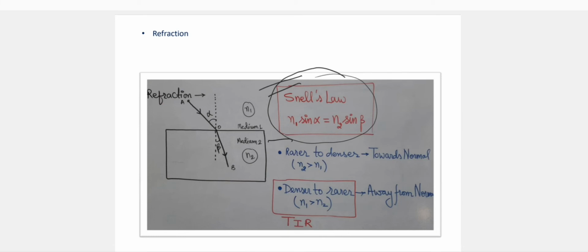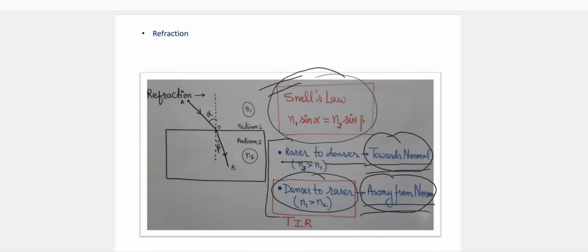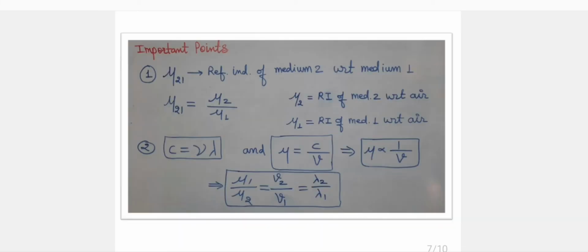These two points you should keep in mind: whenever a ray travels from a rarer medium to a denser medium, it always moves towards the normal. And when the direction of movement is from denser to rarer medium, the light ray bends away from the normal. You must remember these two points while understanding the ray diagram of any particular incident ray. One more thing: this is the condition for total internal reflection. Whenever light travels from denser to rarer medium, total internal reflection is observed. Important points which I want to discuss: the first one is the notation of refractive index.